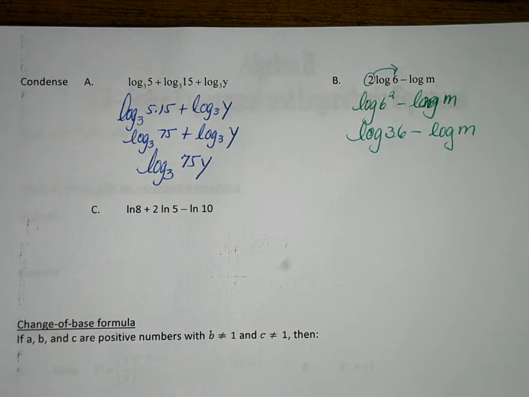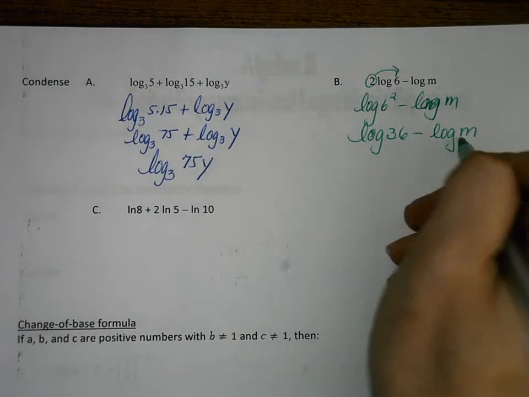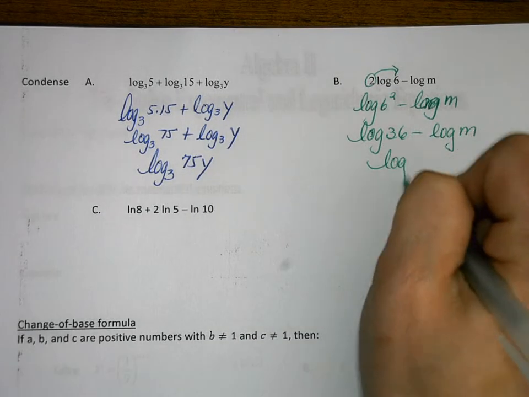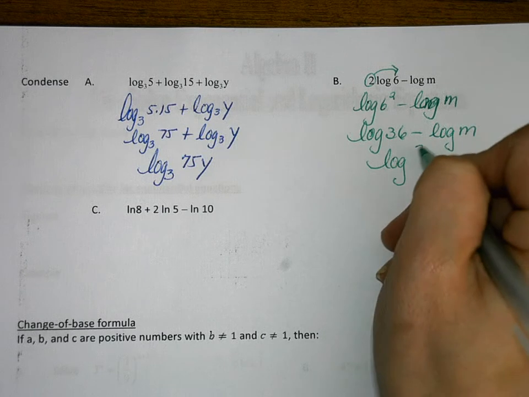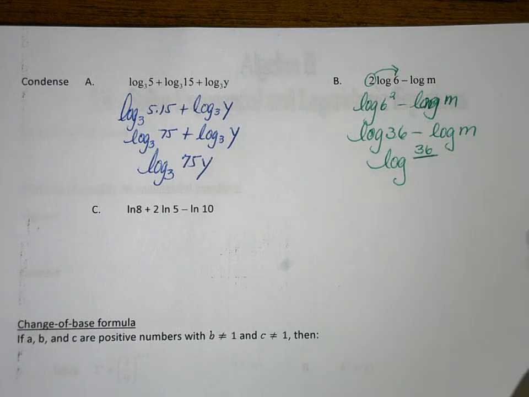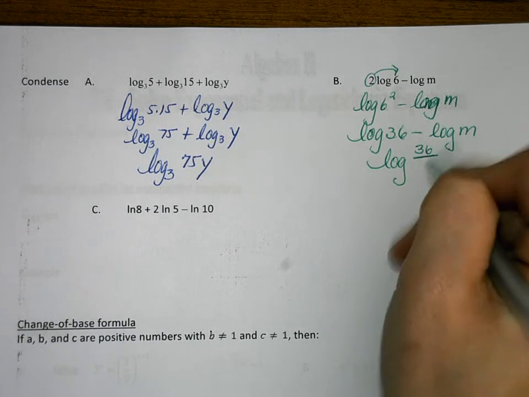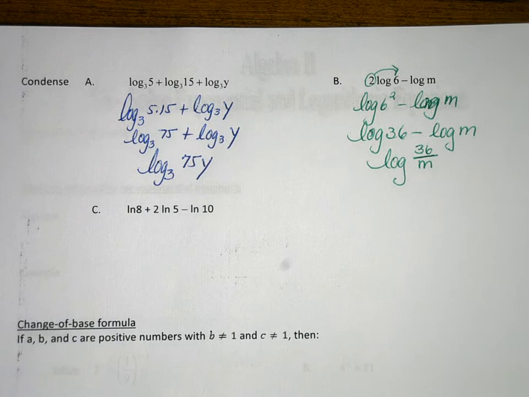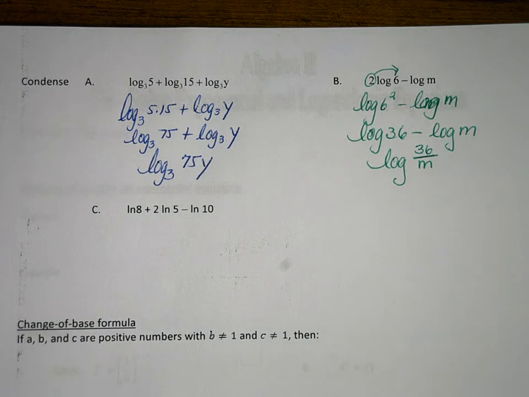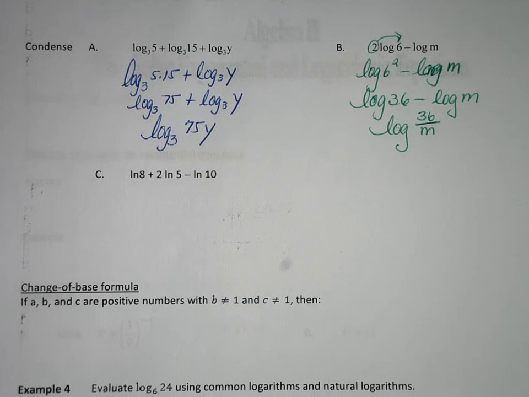Katie, are you thinking anything else we could do? Beautiful. It's subtraction, so I can divide. So that's the log of my first item, 36 becomes the numerator, divided by my second item, the m becomes my denominator. All right, try C very quickly on your own.